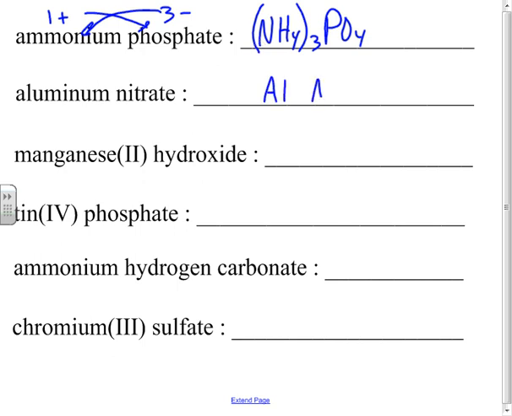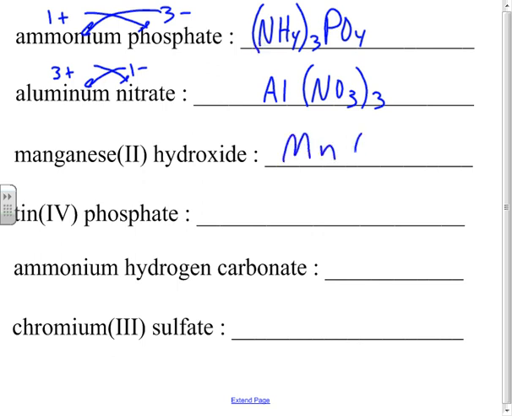Aluminum nitrate, again, write the symbol for each. Aluminum is a 3+ charge. Nitrate is a 1-. Find that on the table. And then switch, I need 1 aluminum to 3 nitrates. Again, the NO3 is 1 nitrate. I need 3 nitrates, so I have 3 negatives to balance the 3 positives.